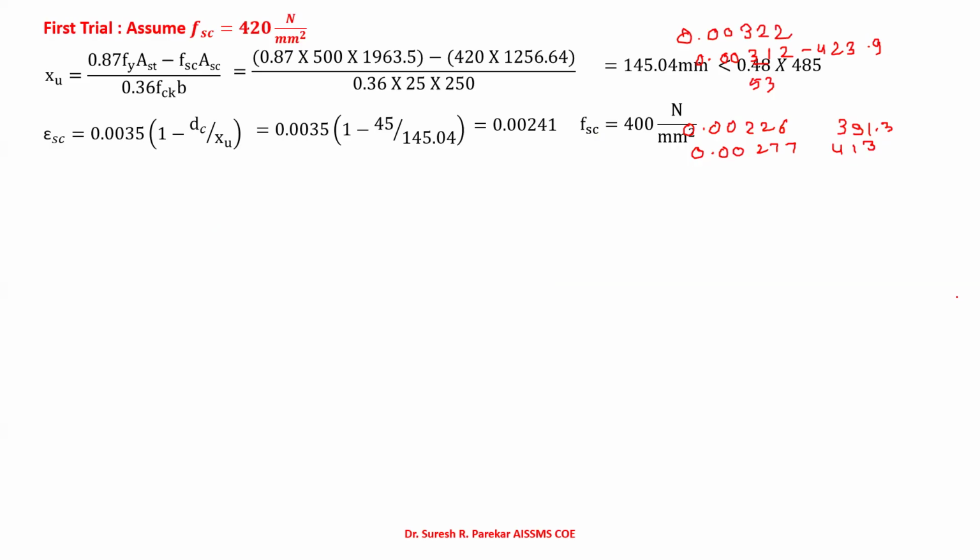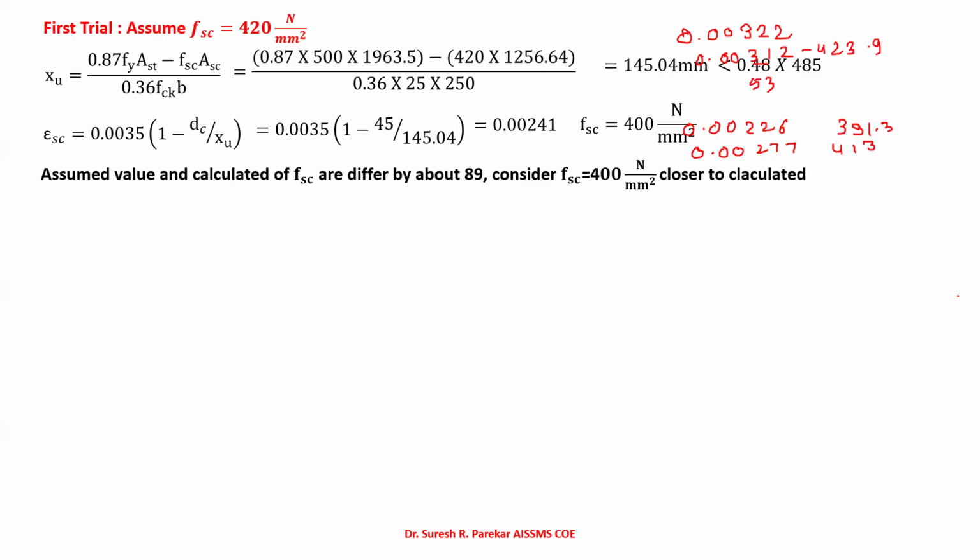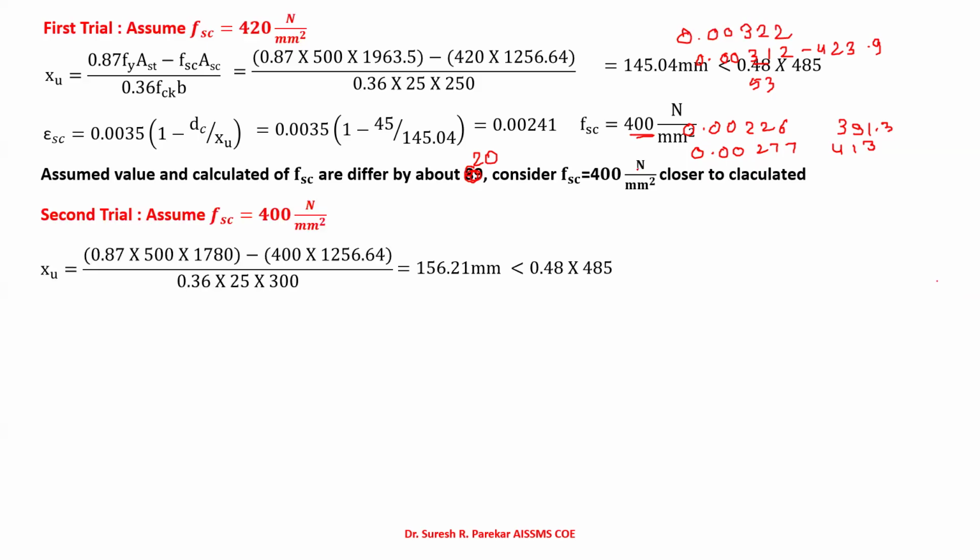That you have to judge it. Then we have this value. So actually this differs by 20. And then we are considering this closer to 400. So I have directly considered 400. So now we will consider 400 and we will calculate the value. And then we have this value 401.08.